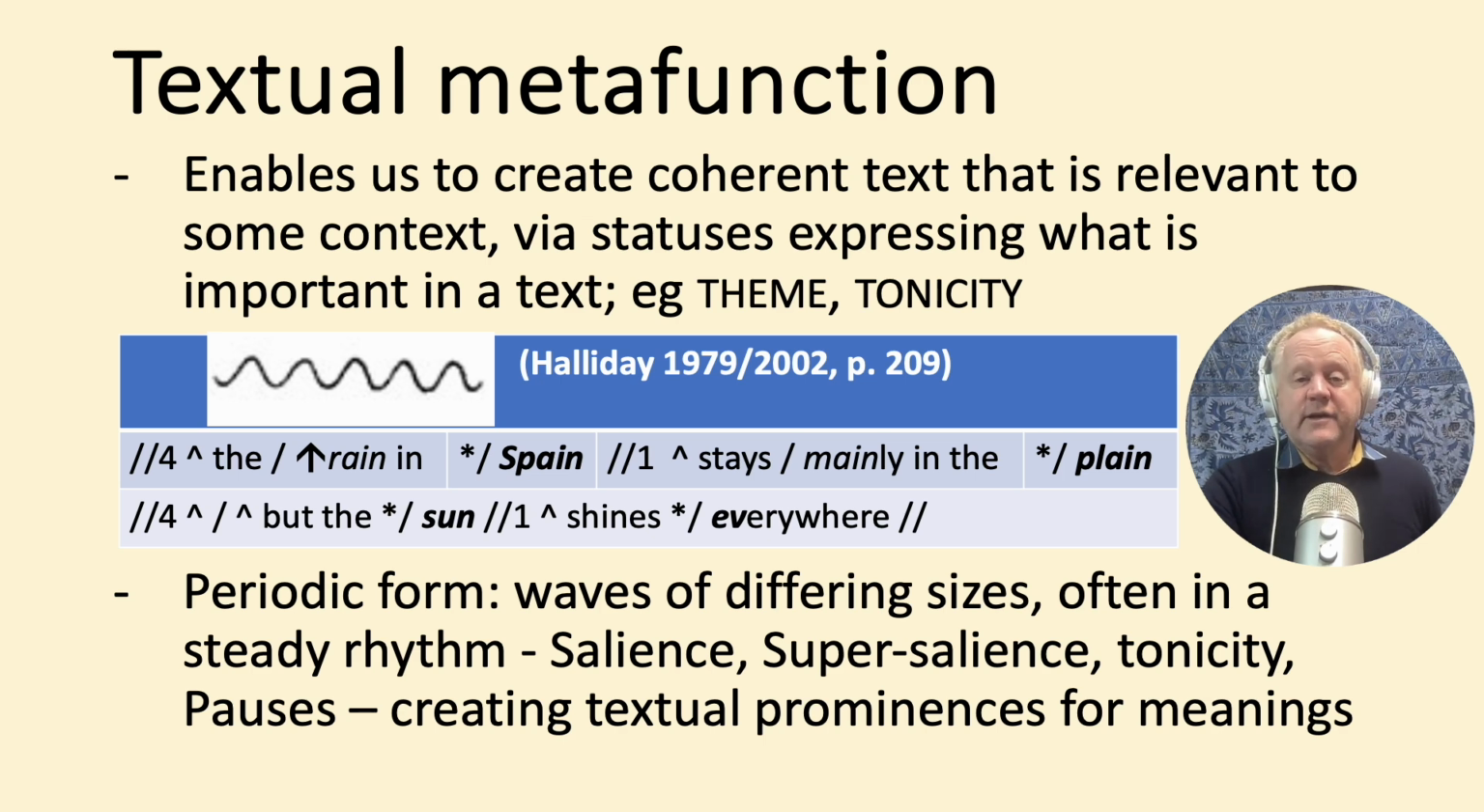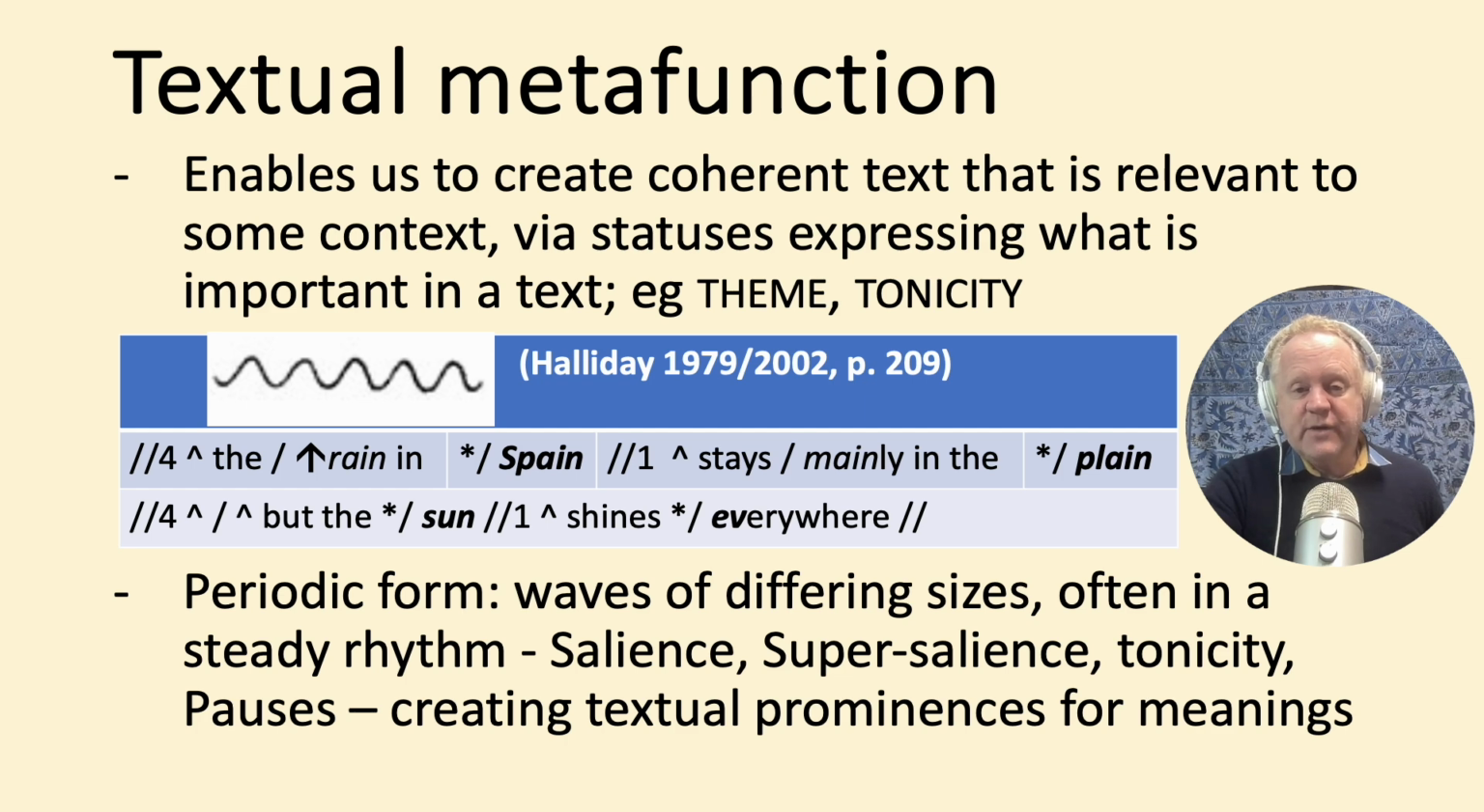The textual metafunction enables us to create coherent text that is relevant to some context by assigning different textual statuses to the various meanings in a text. Textual choices tell us what is important in a text, what a text is about, and what is its point. For example, through choices of theme and tonicity. The rain in Spain stays mainly in the plain, but the sun shines everywhere.